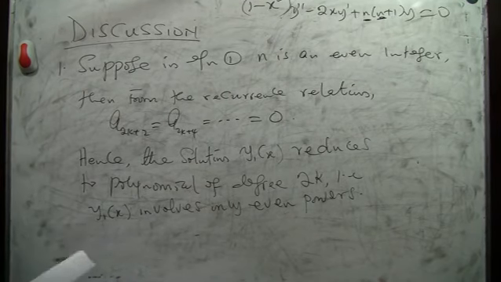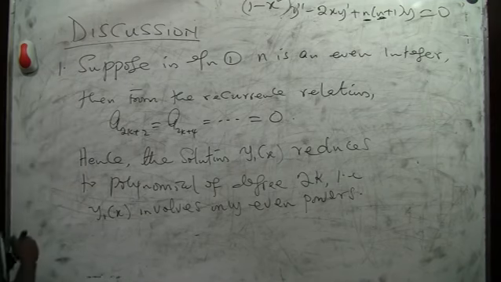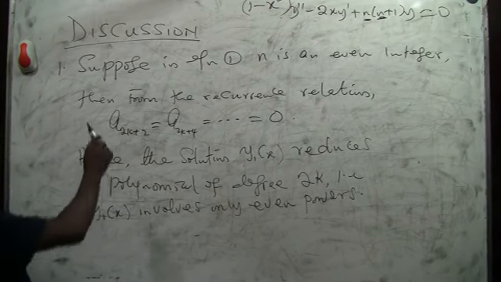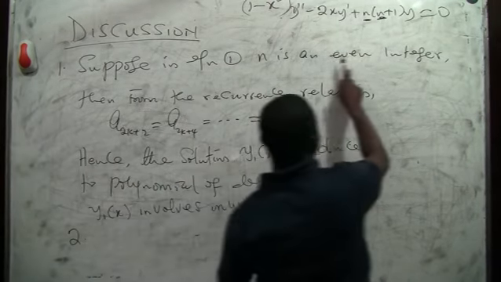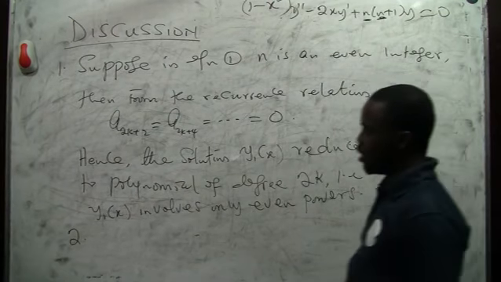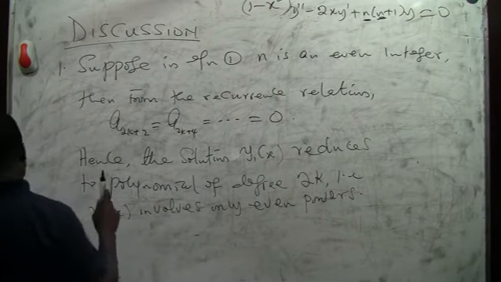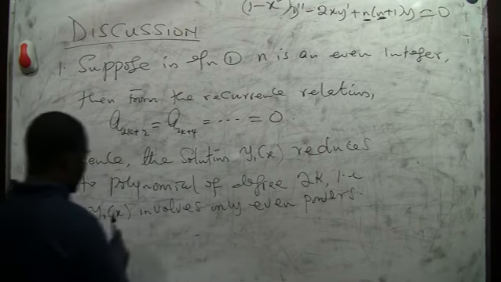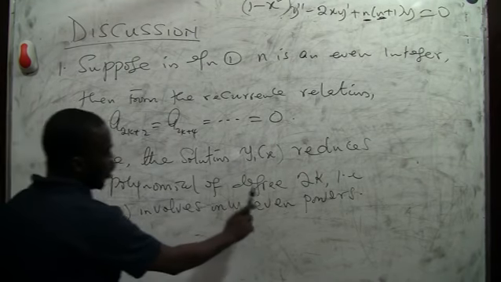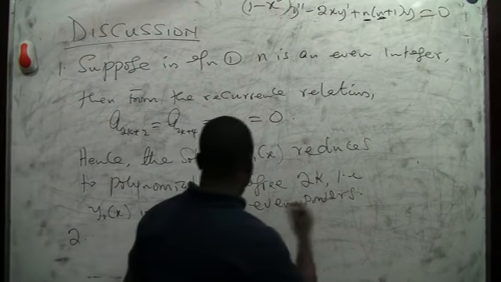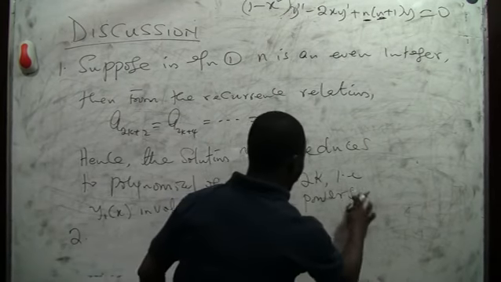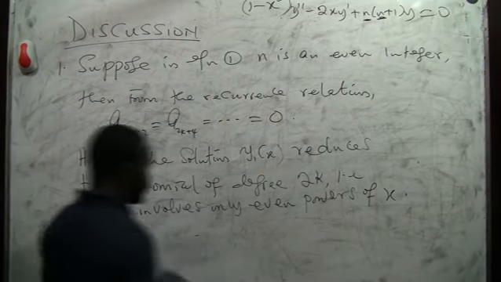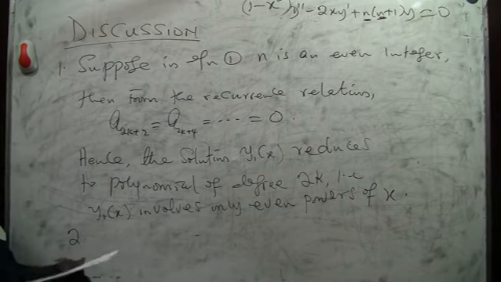In a similar form, which I will not bother to write, so that is 2. Suppose in equation 1, n is an odd integer. Then we are saying that the polynomial y2 is going to reduce to a polynomial of degree 2k plus 1. And that means that y2 will only involve the odd powers of x. So those are the two basic discussions.